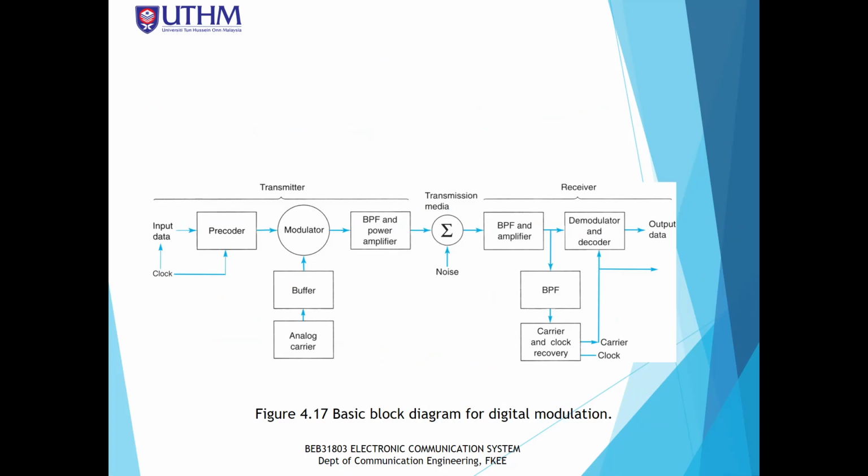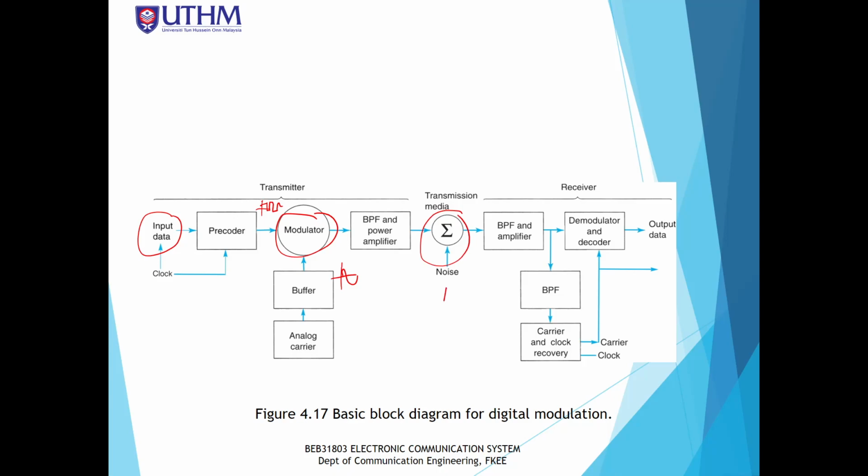And this is the basic block diagram for digital modulation. Previously we have the input data, and then we have the precoder. In the precoder, we encode the signal. That means we do the change from analog to digital. So the output here is the digital data 101010, and then we modulate with the analog carrier. Then we can have a band pass filter to filter only the certain frequency that we want, and then we transmit through the channel.